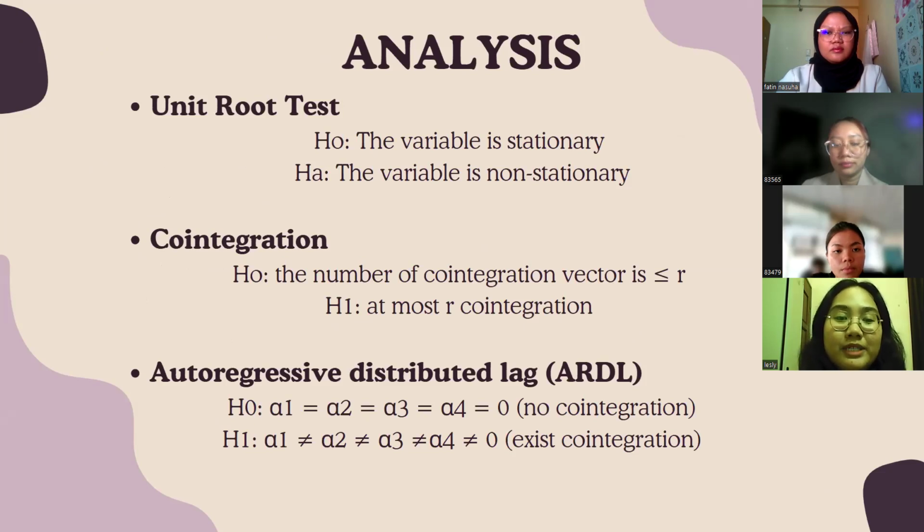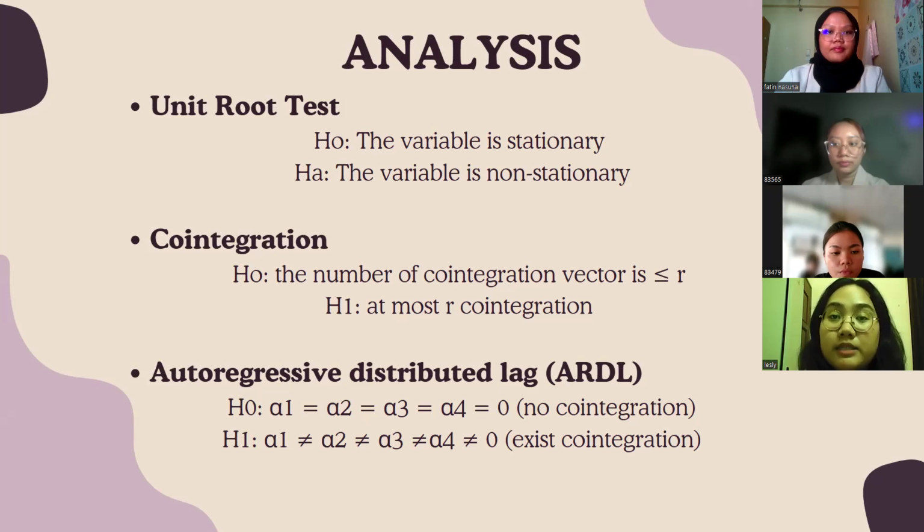Okay, for the analysis, we use unit root test, co-integration, and autoregressive distributed lag, which is also known as ARDL. According to the unit root test, if the test statistic is greater than the critical value, we need to reject the null hypothesis. We can conclude that the series is stationary. Meanwhile, if the test statistic is less than or equal to the critical value, we need to accept the null hypothesis because the series is non-stationary.